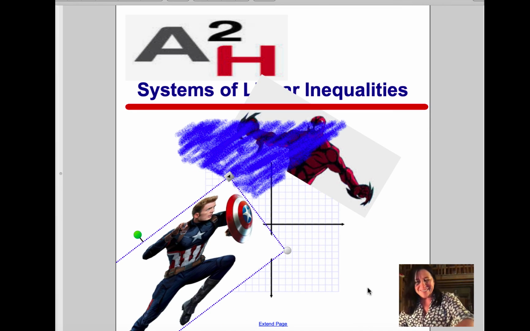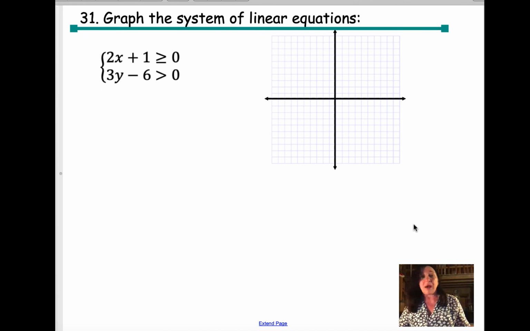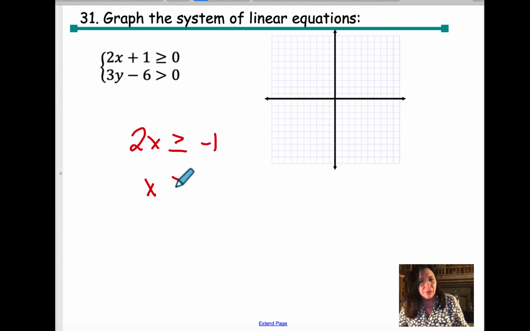All right. Right on. Okay, here we're solving systems of linear inequalities. You are going to be able to graph and come up with an equation. So graphing the first one, oh my gosh, where's my y? I think I lost my equations here. Oh, this one just says 2x. This is very simple. 2x is greater than or equal to -1, so x is greater than or equal to -1/2.